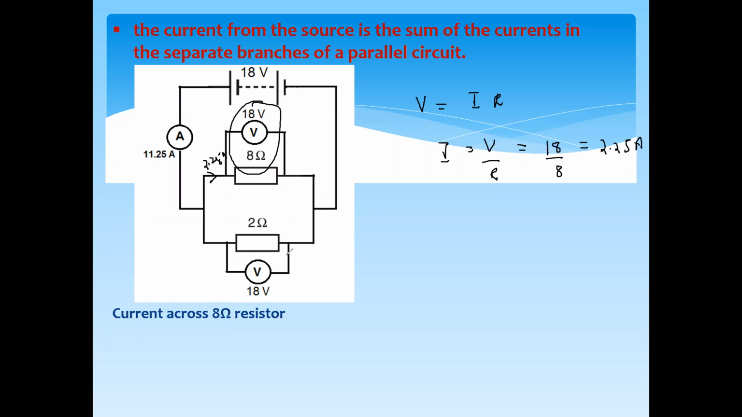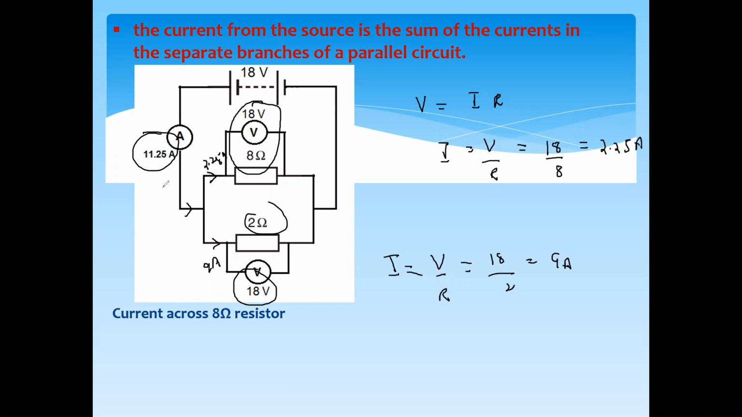And if I need the current in this one, current is equal to voltage divided by resistance. The voltage across this is 18 and the resistance is 2. So 18 divided by 2 is equal to 9 ampere. So 9 ampere in the second branch. If I ask what is the total current, the total current will be the sum. It will be equal to 9 plus 2.25, so you can see 11.25 amperes.